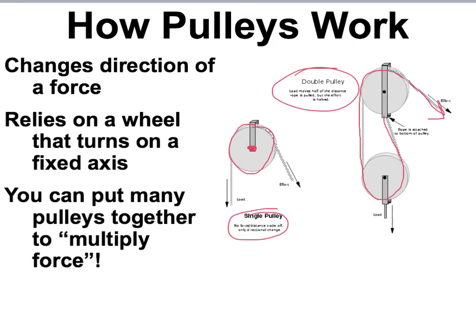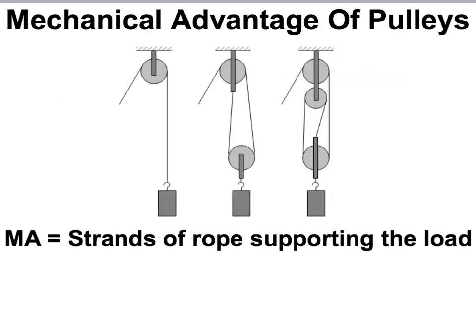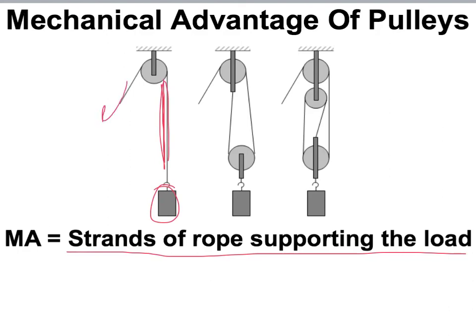Let's see how this works in terms of mechanical advantage and in terms of using less force. To determine the mechanical advantage of pulleys, what you have to do is just count the strands of rope that are supporting the load. So here's the load, and there's just one strand of rope supporting it. This other strand is being pulled, so you don't want to count that one. So this has a mechanical advantage of 1.